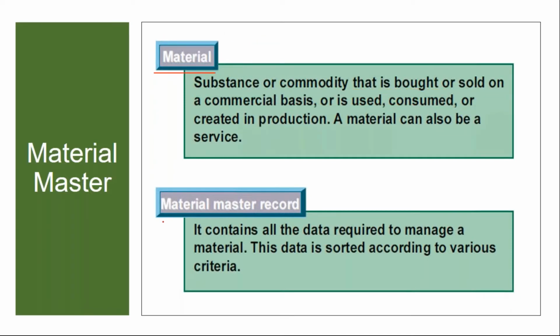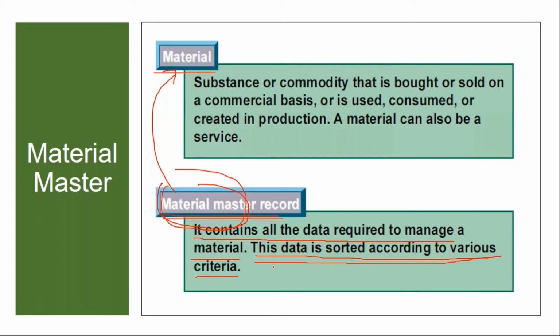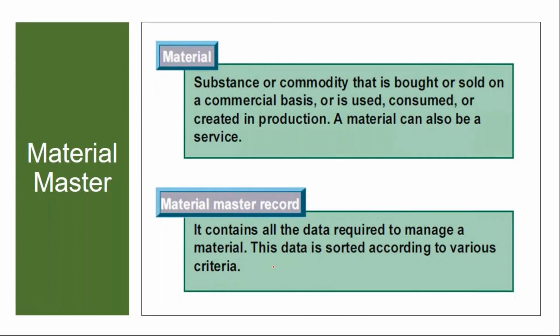Now, material master record. It contains all the data required to manage a material. So the material master contains information about that particular material. What is a material code? What is a material description? What is a unit of measure? All that information is stored in the material master record. This data is sorted according to various criteria. So based on certain criteria, this data is sorted in the material master.